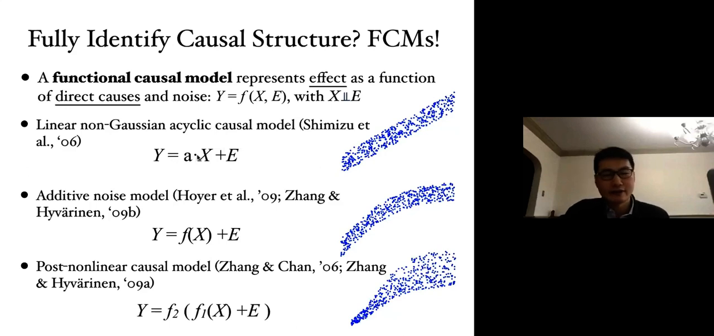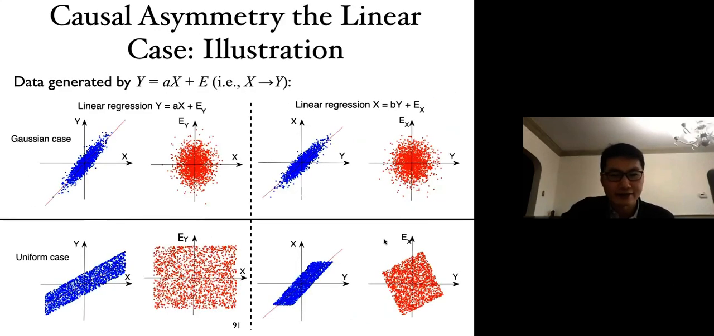The first one is the linear non-Gaussian acyclic model. The effect is a linear function of the direct causes and some independent error term. And this is called the additive noise model, with a nonlinear function. Actually, this assumption is still very strong because in most cases, the noise is not really additive. So this is another model called the post-nonlinear model. We developed this model a long time ago to solve some real problems, and you can see this is more general. We'll see examples later.